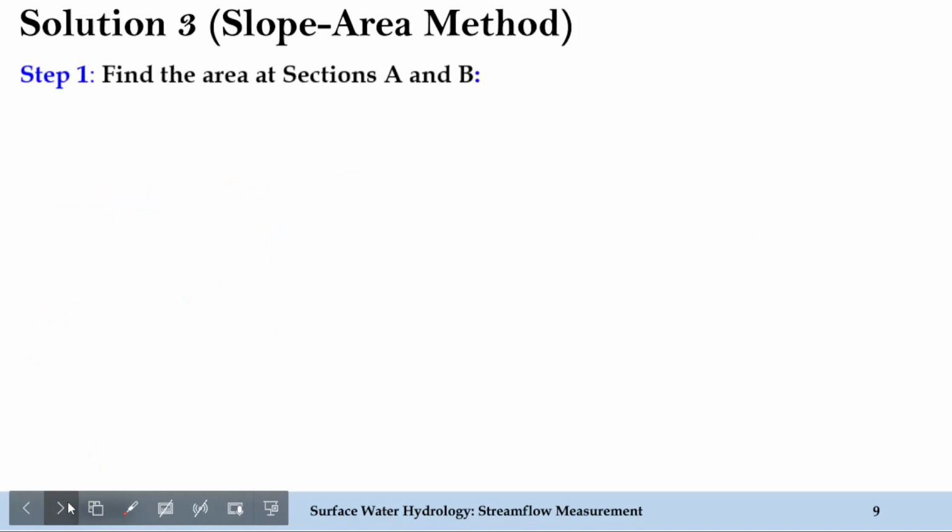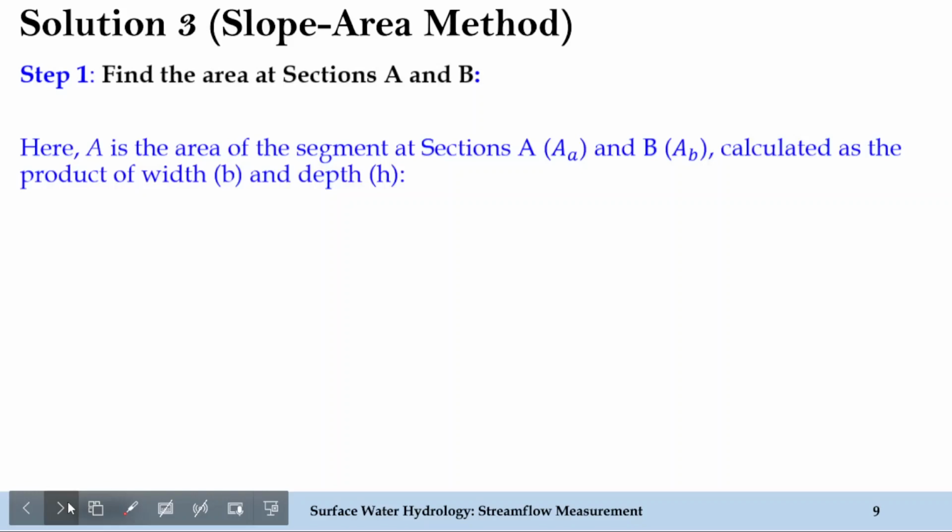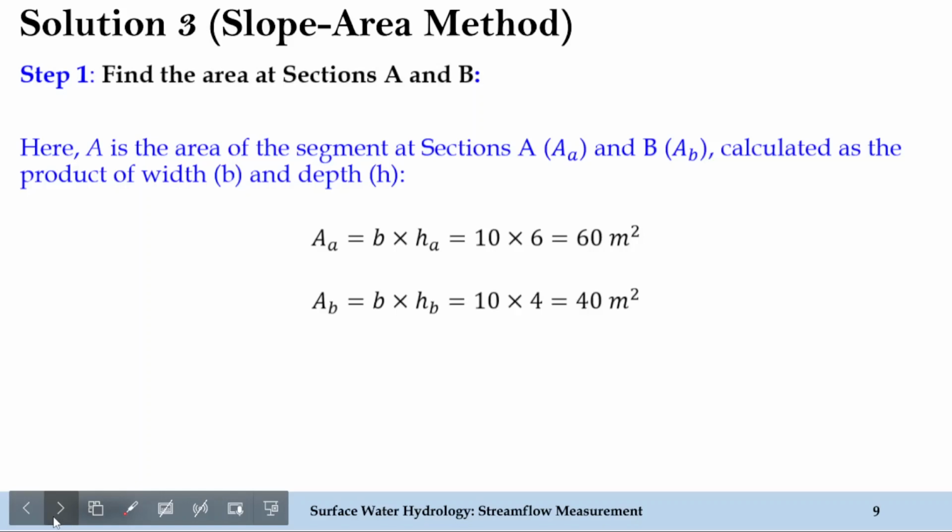In this step 1, let's first of all find out the area at section A and section B. Okay, so it is very apparent that at section A the area symbol will be AA and for B it will be AB, and the width and depth will be B and H respectively. These are the symbols that we will be utilizing. So area at section A, that is AA, will be B into HA, and the width B is given, that is 10 meter, and the HA, the initial depth was 6 meter. So we get the area 60 meter square. Likewise, area at section B was 10 into 4, that is 40 meter square. Okay, so this is how we have done with step 1.